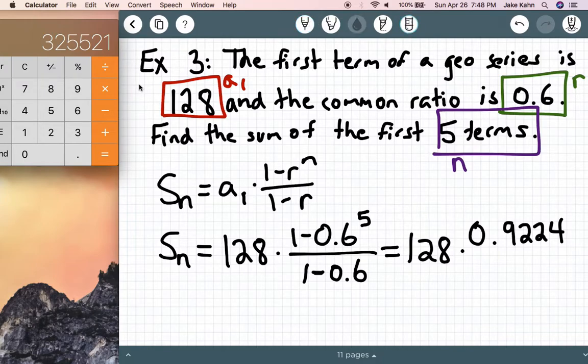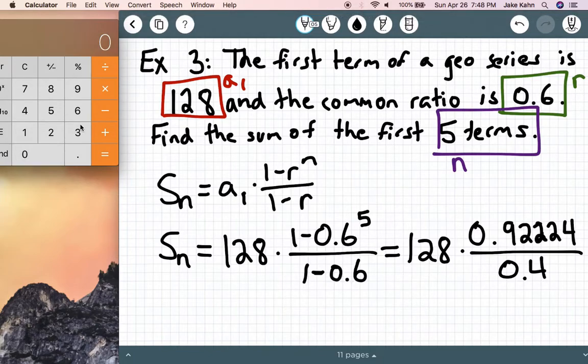I actually missed one as I say that. 0.92224. And this is divided by 1 minus 0.6, which is 0.4. And you obviously have to utilize a calculator here, right? So we go into our calculator, we do 0.92224 divided by 0.4. I get 2.3056, and we are going to multiply that by 128 in our next step.